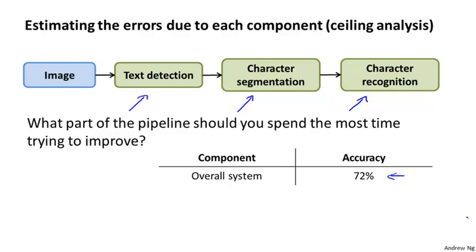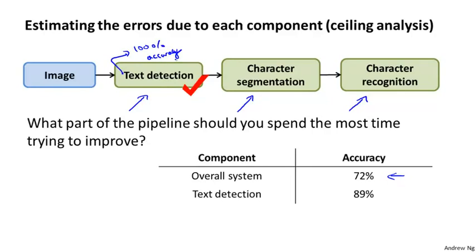Now, here's the idea behind ceiling analysis. We're going to go to, let's say, the first module of our machine learning pipeline, text detection. And we're going to monkey around with the test set. For every test example, we're just going to provide it the correct text detection outputs. In other words, we're going to manually tell the algorithm where the text is in each of the test examples. So it's going to simulate what happens if we have a text detection system with 100% accuracy for the purpose of detecting text in an image.